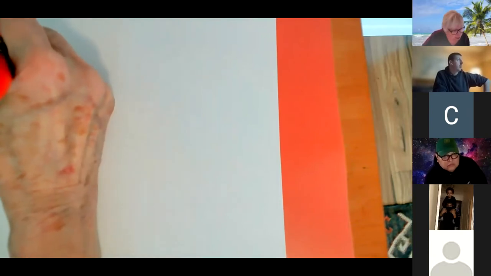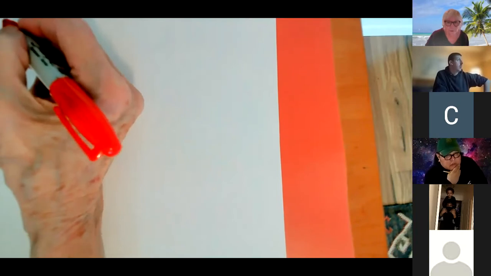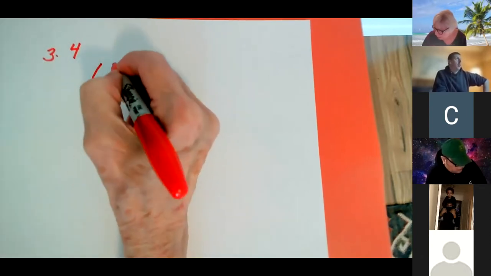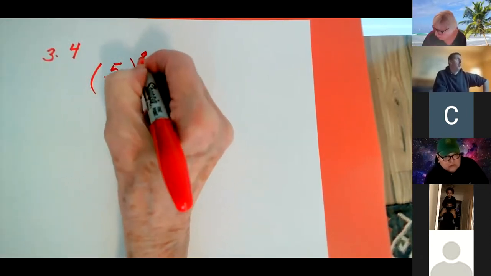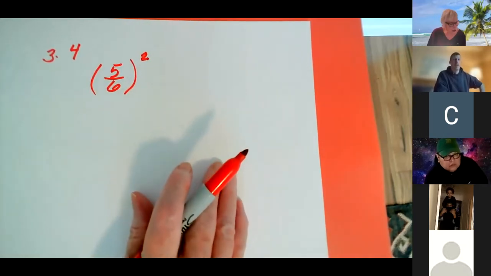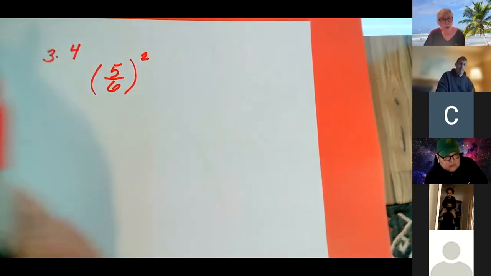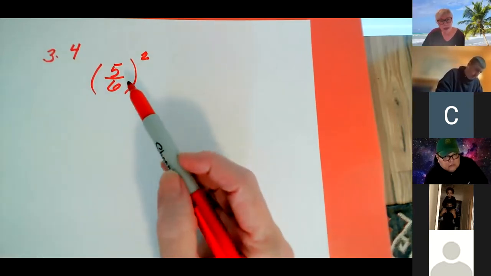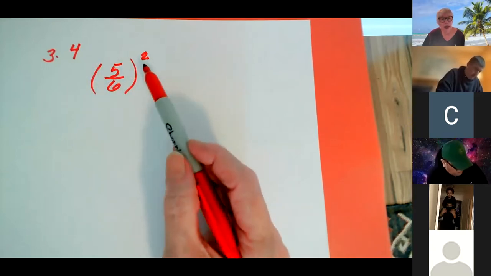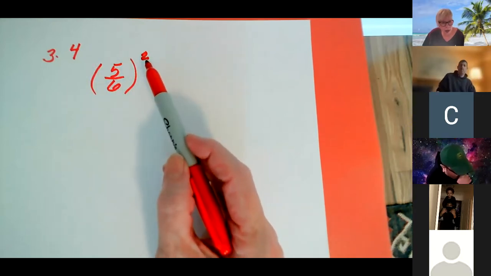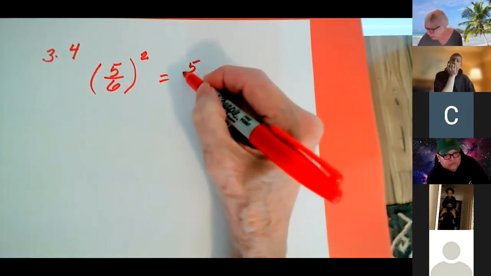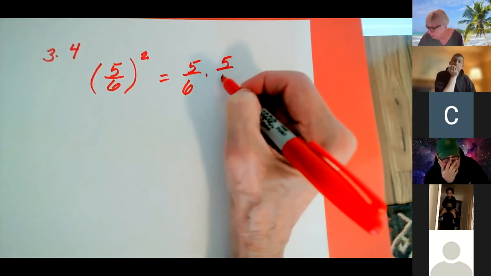I'm going to go to 3.4. And if we have time, we'll practice some more. This is bringing in exponents and then doing multiple problems, which will include the one that we had from the beginning. If you have parentheses and you have a square on the outside, that means that both numbers are squared. So what that really means is it's 5/6 multiplied by 5/6.